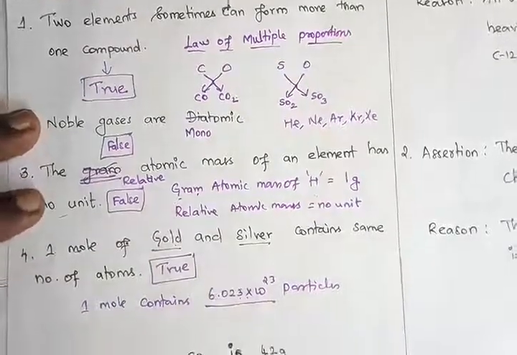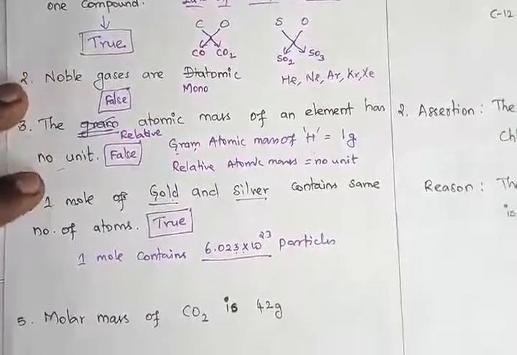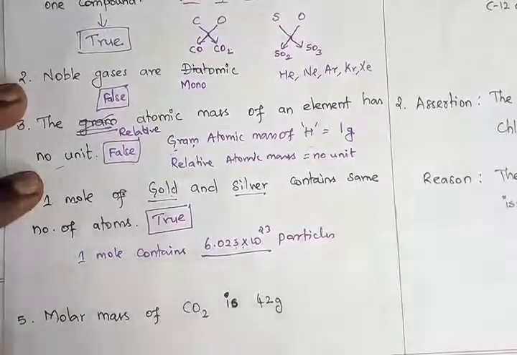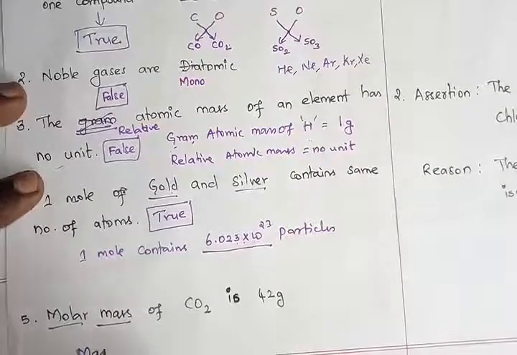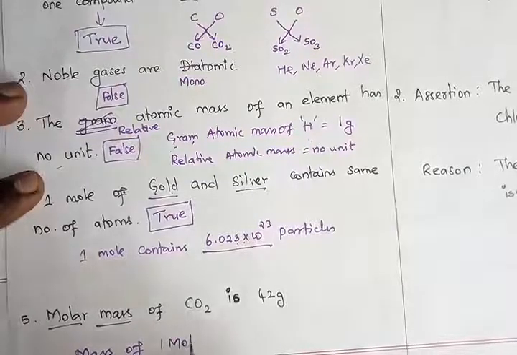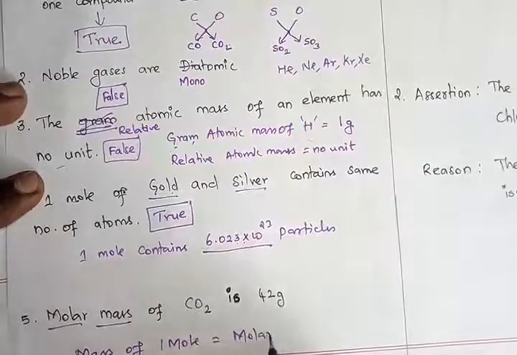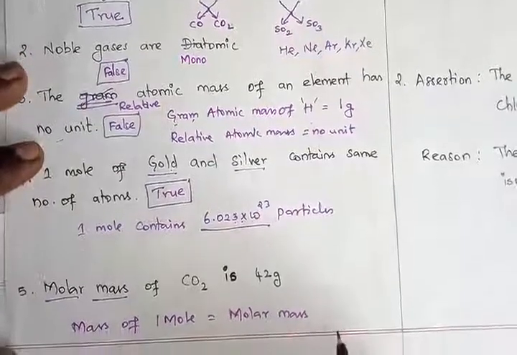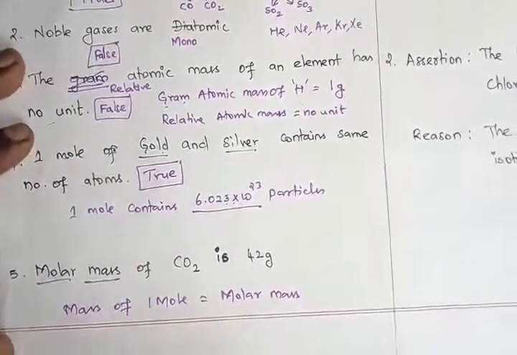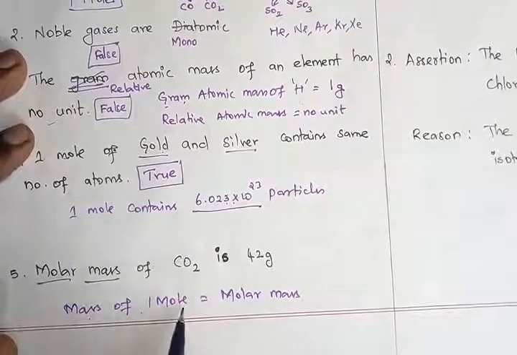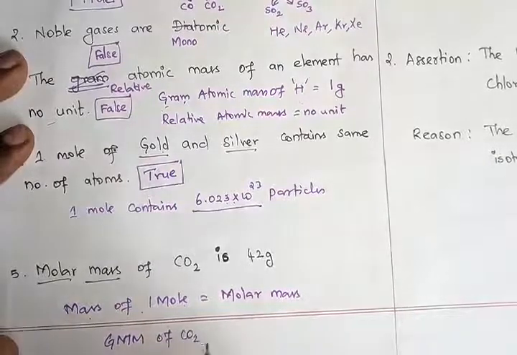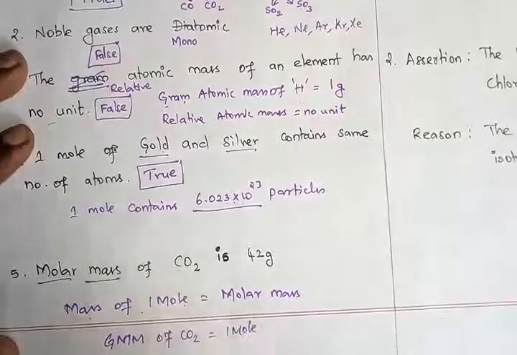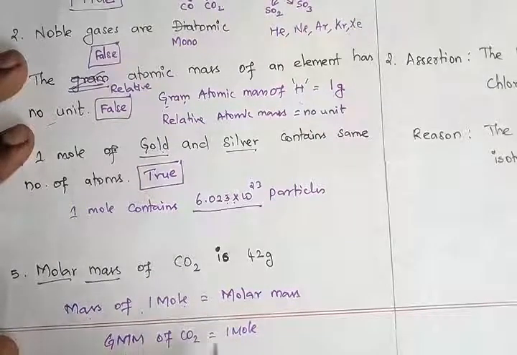Okay, come to the next one, that is, the molar mass of carbon dioxide is 42 grams. Let us find out what is meant by molar mass. See, the mass of 1 mole is called molar mass. Now tell me, what is the mass of 1 mole? We studied that the gram molecular mass is generally equal to 1 mole. So here the gram molecular mass of carbon dioxide is equal to 1 mole.